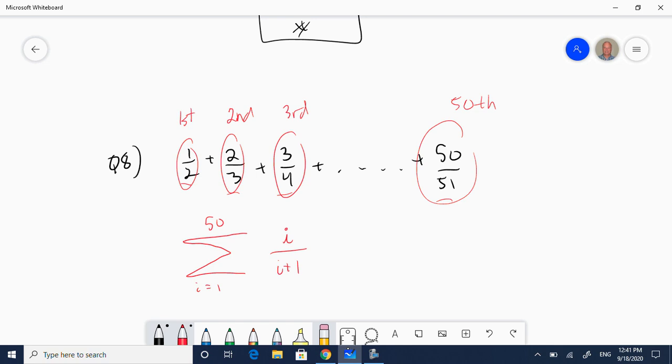Question 10 is a bit of a challenge. You have an oscillating sign. It goes from positive to negative to positive to negative, and that might challenge some students, but I'm going to leave that with you guys.